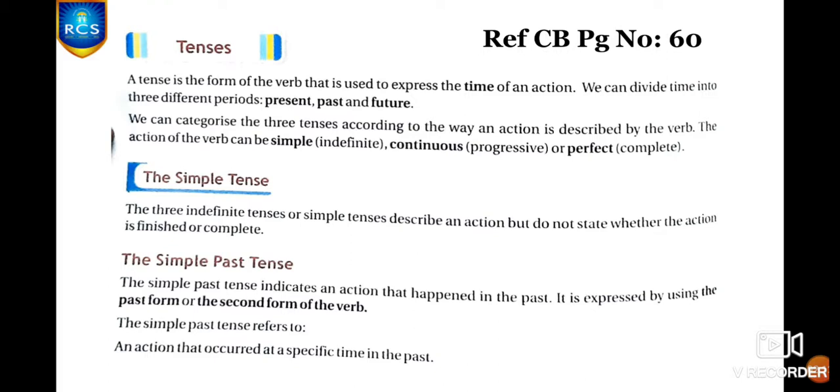The three indefinite tenses or simple tenses describe an action but do not state whether the action is finished or complete. It will not give you a clear understanding of whether the action is finished or complete. The first one is the simple past tense. The simple past tense indicates an action that happened in the past. It is expressed by using the past form, or the second form, of the verb. The simple past tense refers to an action that occurred at a specific time in the past.